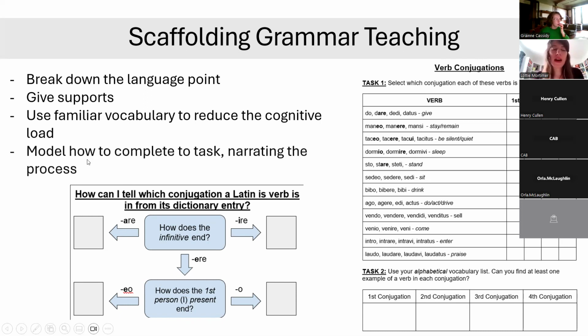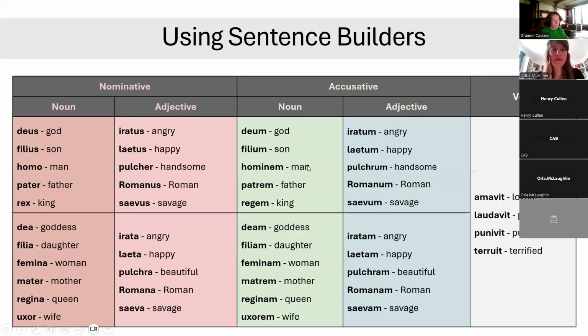And also we need to model how to complete the task, narrate that process. Narrate the process of how you sort a verb into the conjugation. Narrate the process of how to translate a purpose clause. What is it that you're looking for in that construction? How is it that you do it? Because students, they need that broken down because they're novice learners.